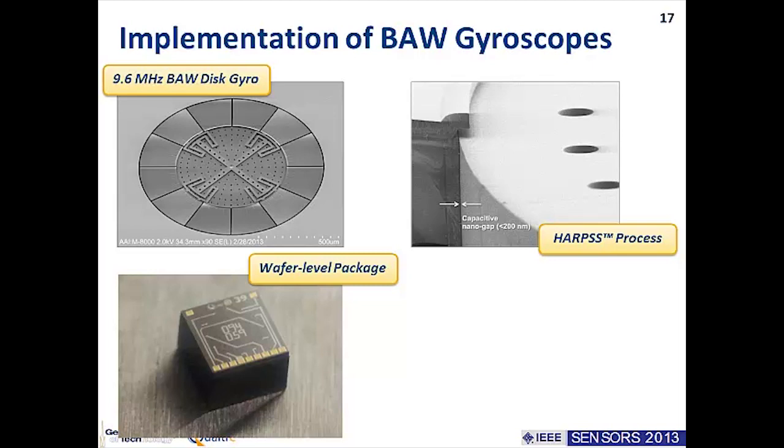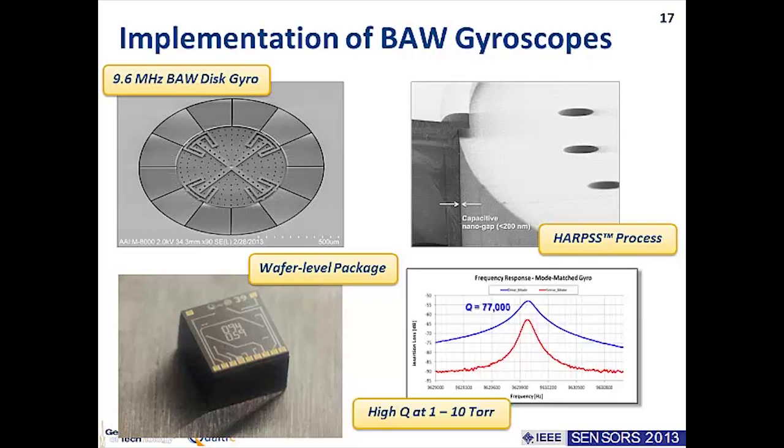And once you have your structure, then you can wafer level package it. And as I've been mentioning before, you don't need very high vacuum because you're at a much higher frequency, and you can get very high Qs, even at 1 to 10 torr pressure level. So in this particular case, I have an example of 77,000, but you can tailor that Q to go up to even 200, 250,000, as Mustafa showed in the previous presentation.